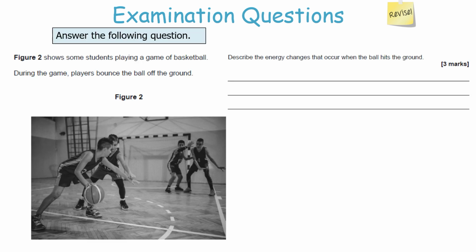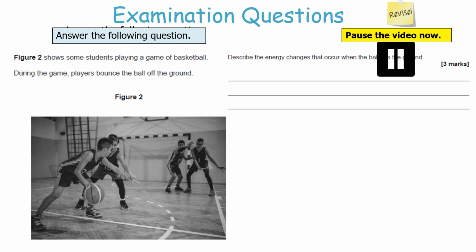The next question shows that figure 2 shows some students playing a game of basketball. During the game, the players bounce the ball off the ground. So describe the energy changes that occur when the ball hits the ground. So pause the video now, then unpause the video when you want to go through your answer.